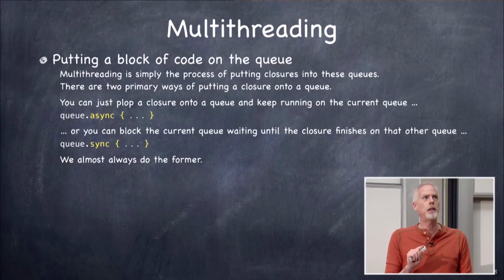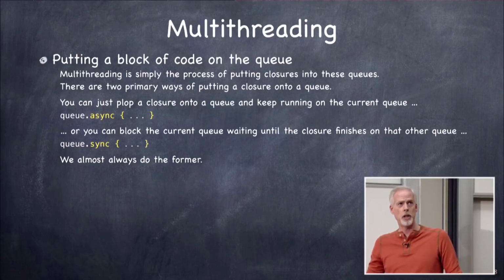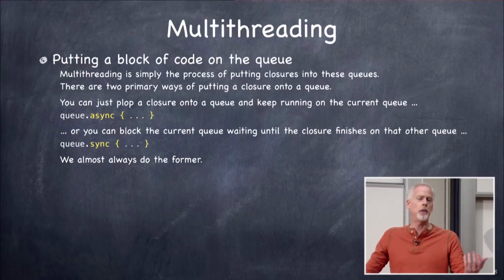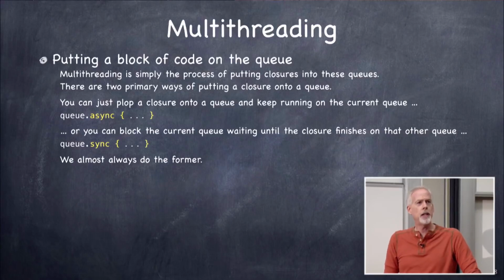Because we never want to block the main queue. But you might do sync on a non-main queue. In fact, you might do sync waiting for the main queue to finish something, okay, when you're on another queue. But mostly we're using async here because we don't really care. Async is short for asynchronous. We don't really care when it runs. We just want it to run whenever it can run. So that's really all there is to multi-threading, believe it or not.